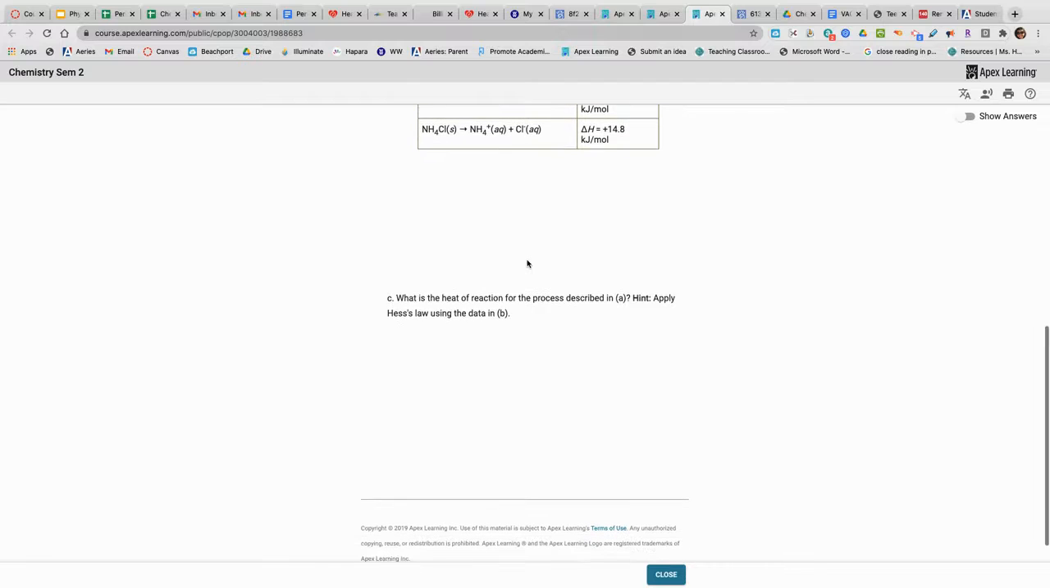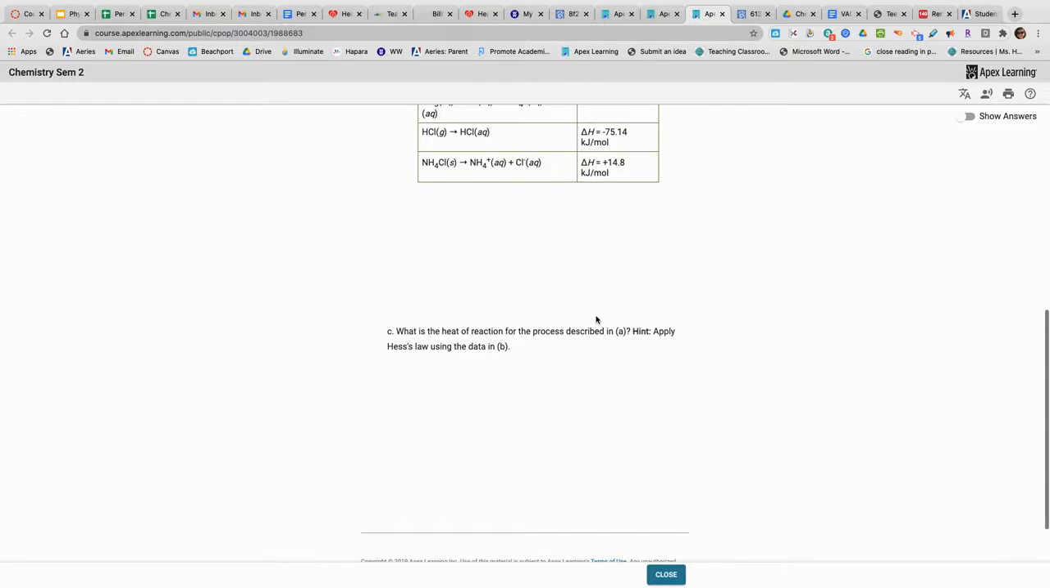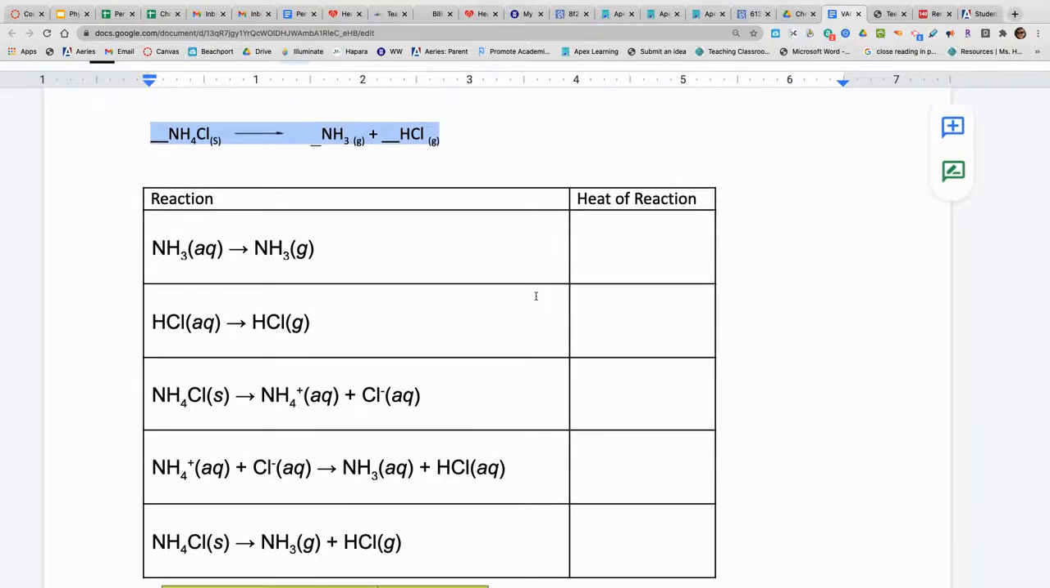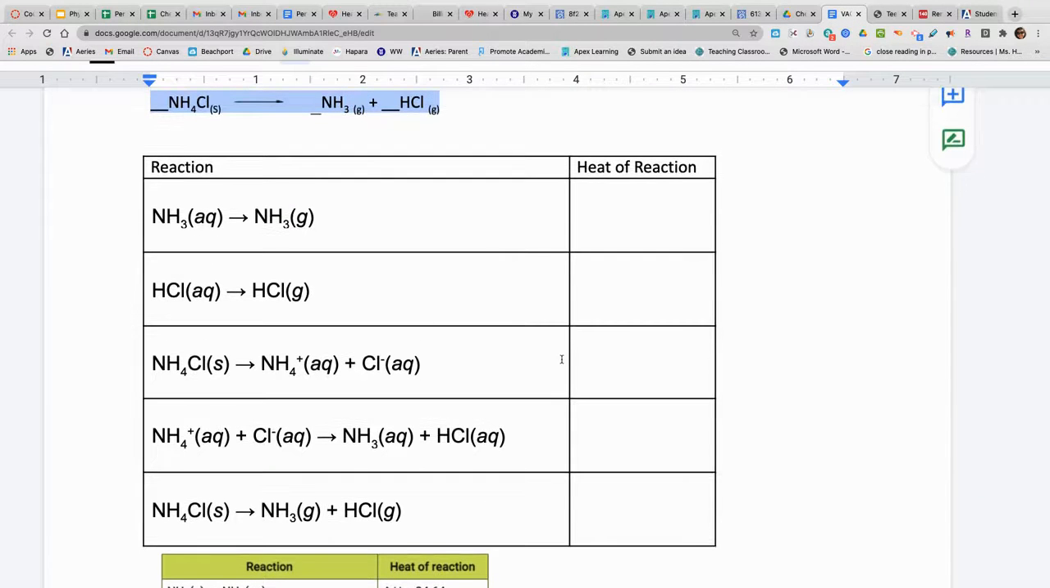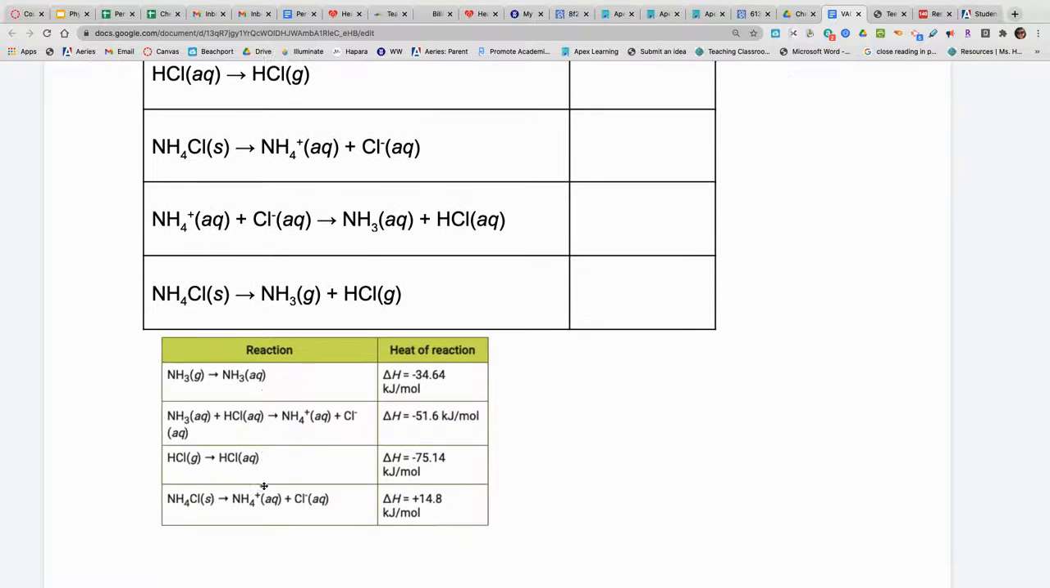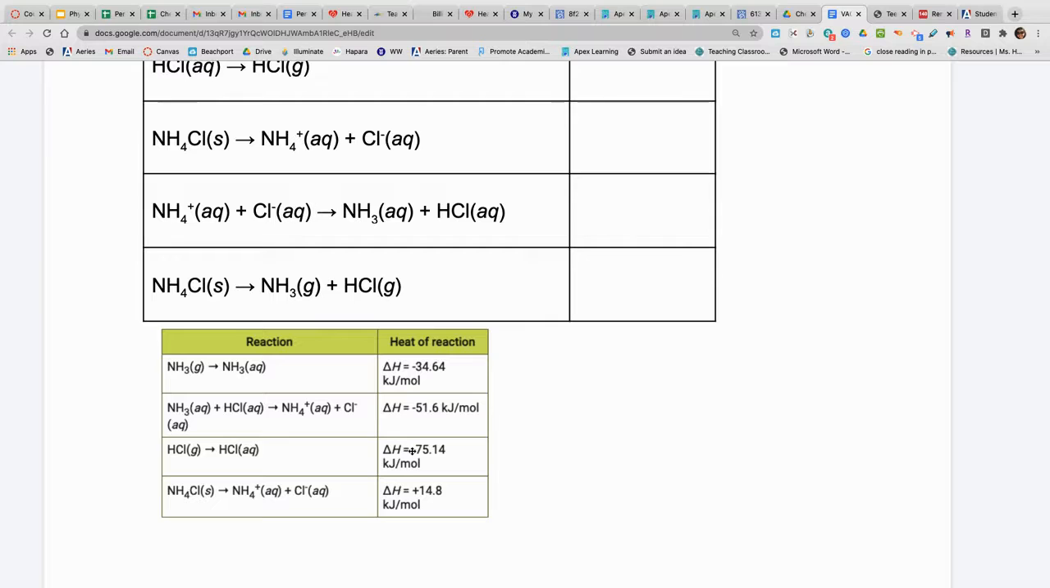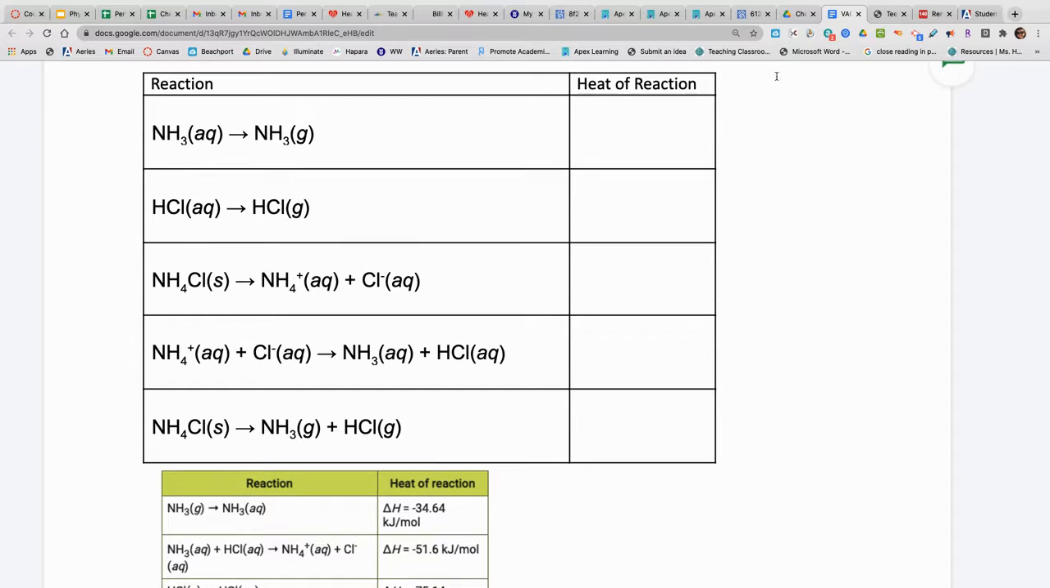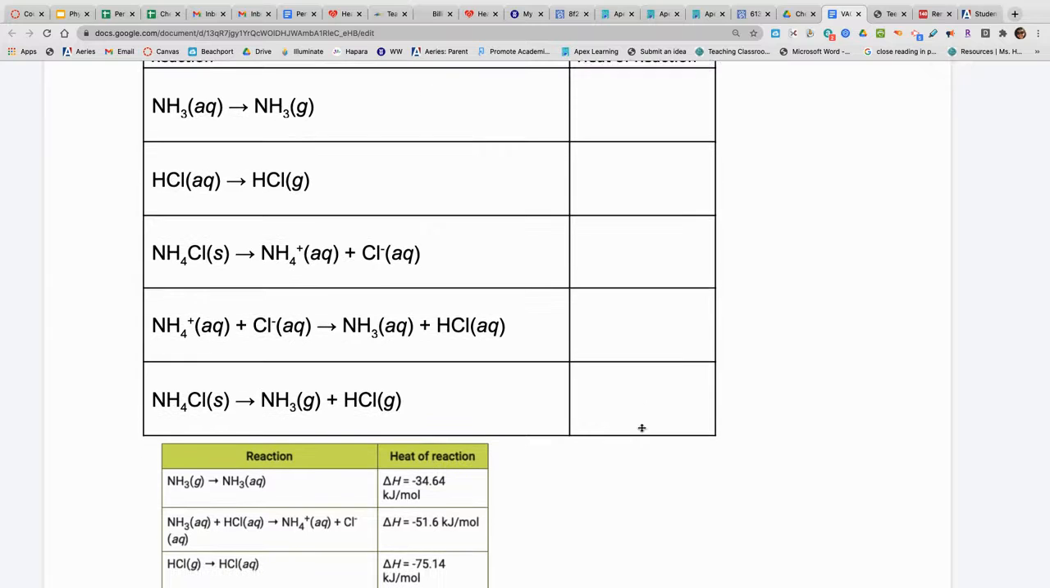Question C, what is the heat of reaction for the process described? So now you have to actually calculate the enthalpies. So what I've done here is, and you can take a screenshot of this and recreate it yourself, these are the reactions that are going to happen. What you're going to do is use the chart at the bottom and fill in the heat of reaction for each of these. Now, here's what you have to keep in mind.